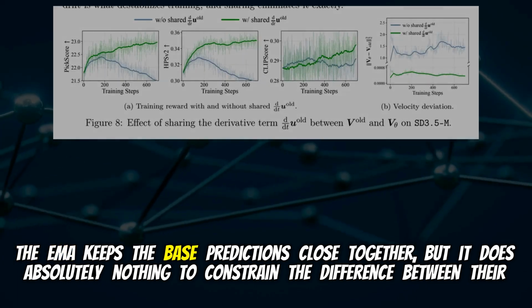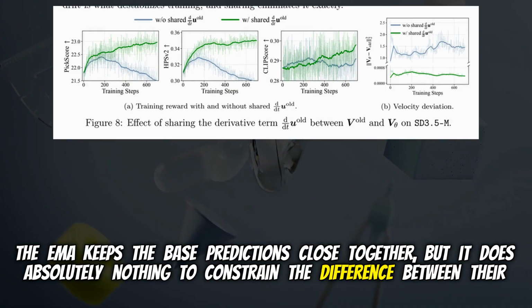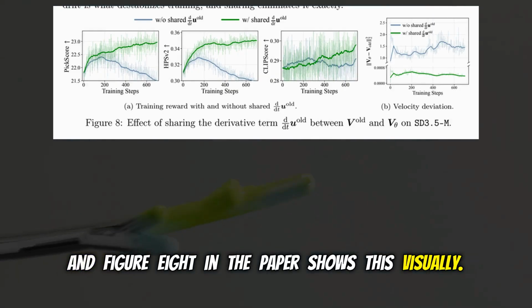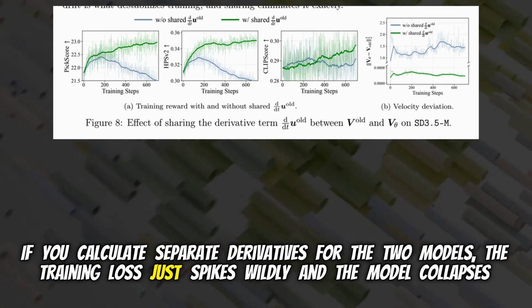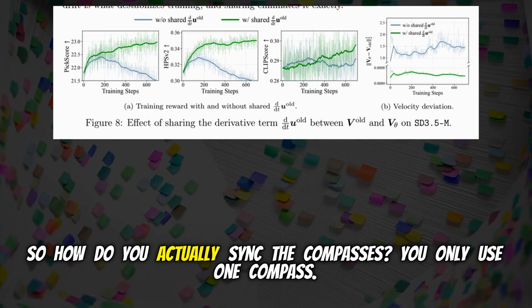The EMA keeps the base predictions close together, but it does absolutely nothing to constrain the difference between their derivatives. And figure 8 in the paper shows this visually. If you calculate separate derivatives for the two models, the training loss just spikes wildly and the model collapses almost immediately. Wow. So how do you actually sync the compasses?